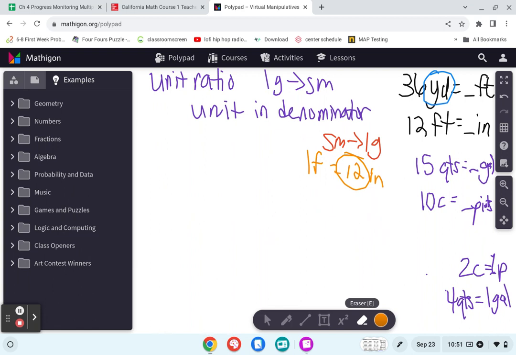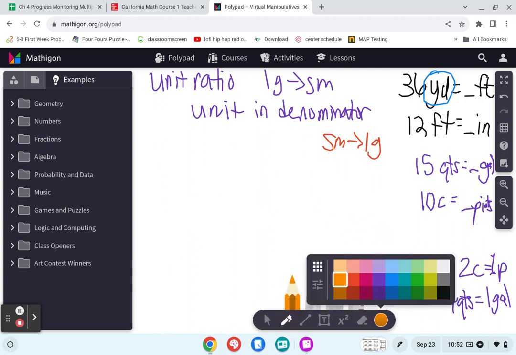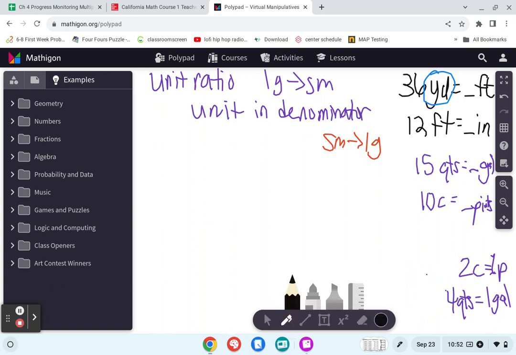Let's take a look at what happens if I want to convert 36 yards to feet. This is the same type of problem. I want to write it out though. 36 yards to feet. What do I know about feet and yards? Well, what I know is that for every 3 feet, there's 1 yard.